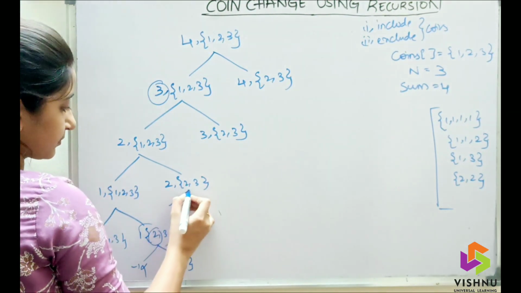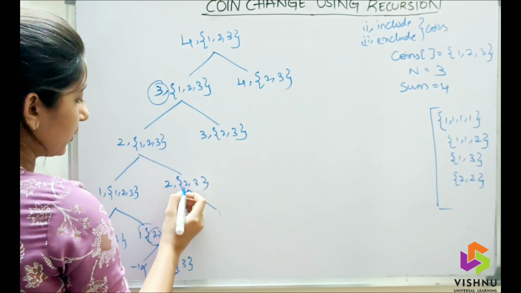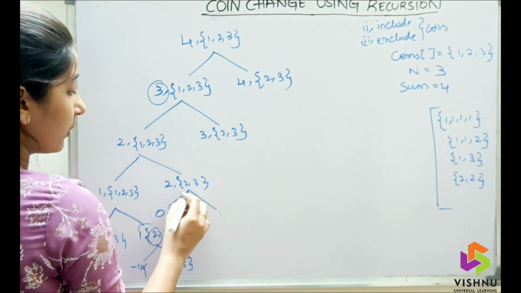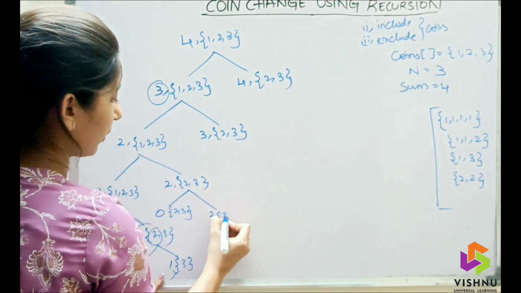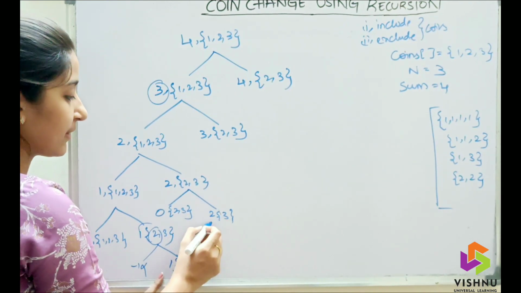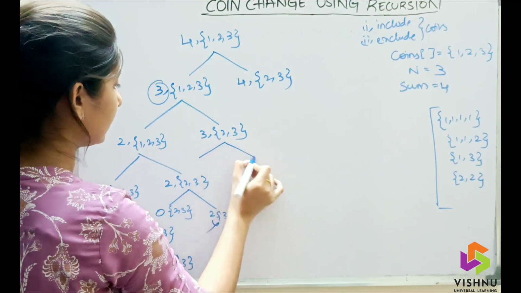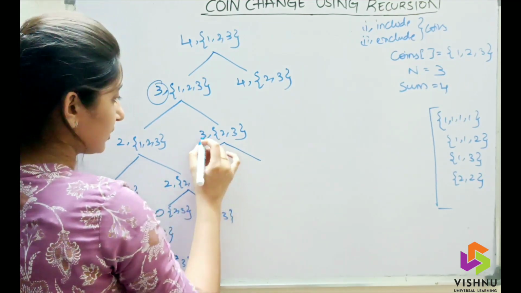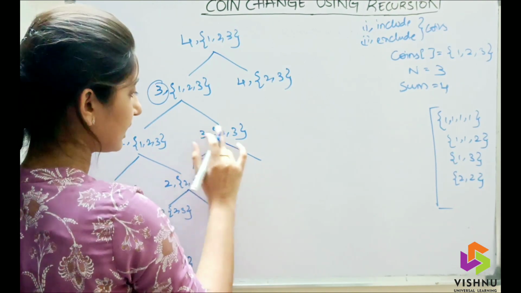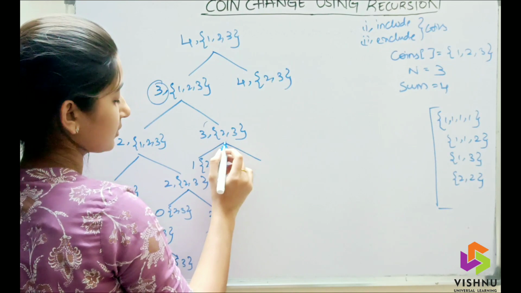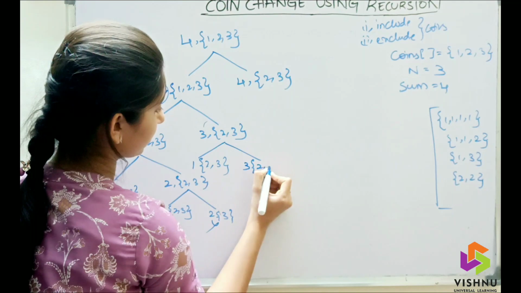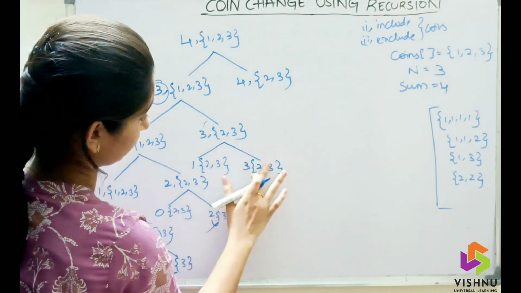Again coming to here, when 2 is included, 2 minus 2 is 0 and we have 2 and 3. When 2 is excluded here, we have sum 2 and a 3 valued coin. This case is also not possible because we cannot make sum 2 using a 3 valued coin. Again coming here, when 2 is included, 3 minus 2 is 1 and 2 and 3. When 2 is excluded here, we have sum 3 and only 3 we have.